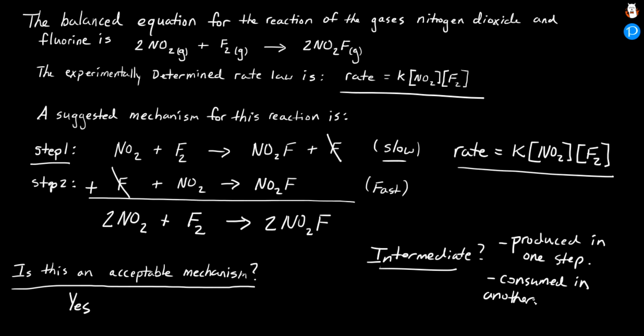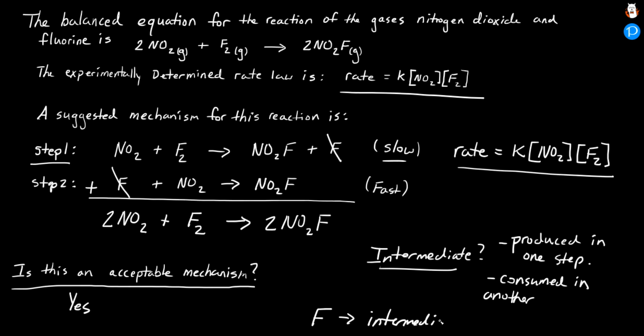Basically, what we're saying by that is that it cannot be part of the overall balanced reaction. An intermediate, by definition, is something that shows up in the middle of the reaction and then goes away by the end, so that it doesn't show up in the overall equation. It's just something that is there, part of the middle of the reaction, and then goes away. So it needs to be produced in one step, consumed in another, and so that would have to be this F that got canceled out right here. So that fluorine atom by itself, that is the intermediate.